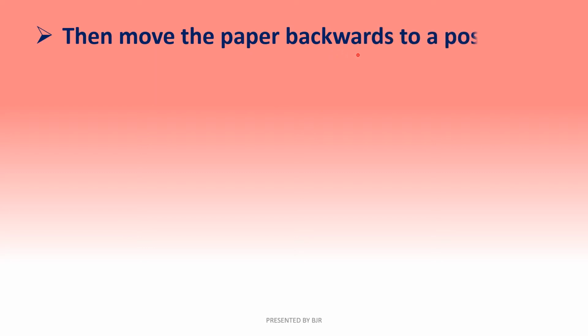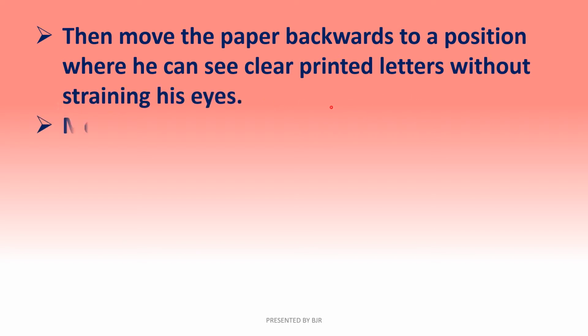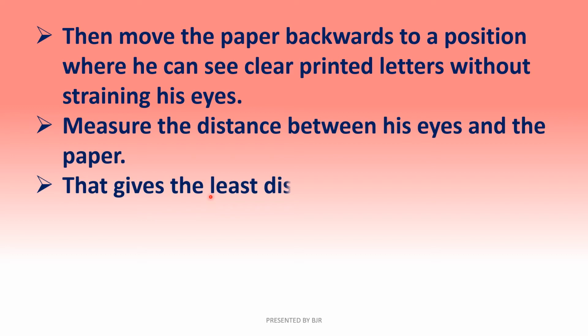Now let us move the paper backwards to a position where he can see clear printed letters without straining his eyes. You have to move the paper backwards to a position where he can see clear printed letters without straining his eyes. Later we have to measure the distance between his eyes and the paper. That gives the least distance of distinct vision for that person.